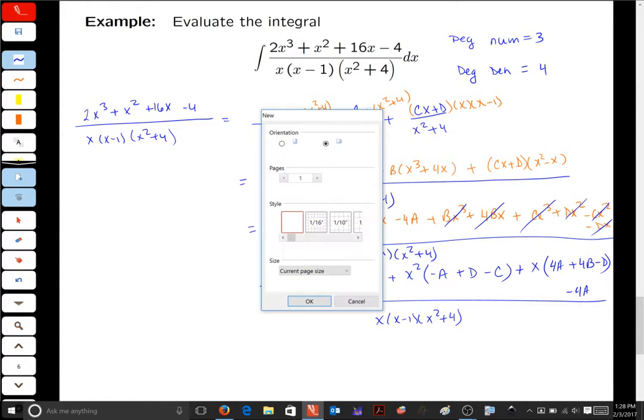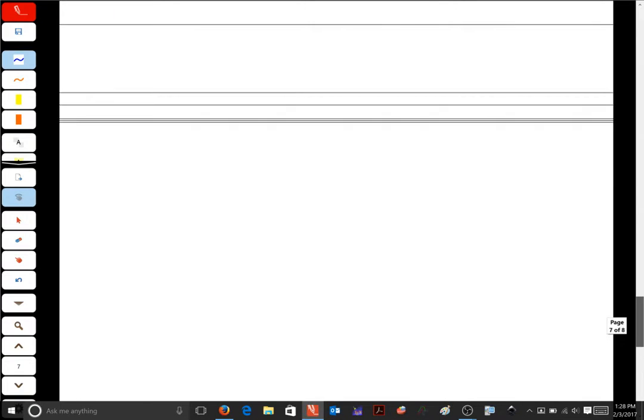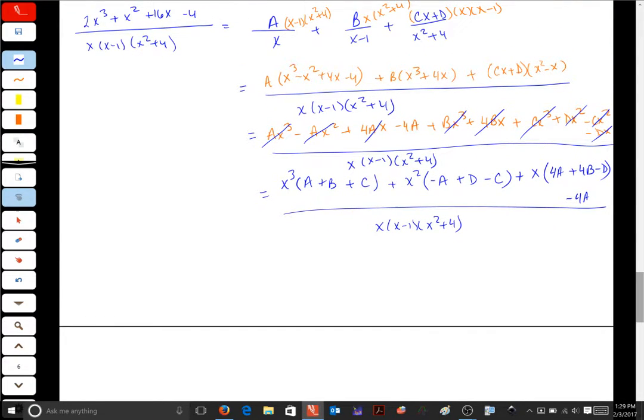Let me get another piece of paper. This method will always work. What I'm going to do is equate the two numerators. Polynomials are unique. To have these two rational functions equal to each other, the coefficients have to be the same. So equate the coefficients. So in this case, the coefficients of the numerators is the only difference.